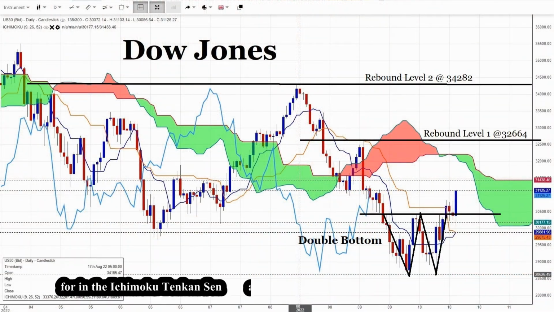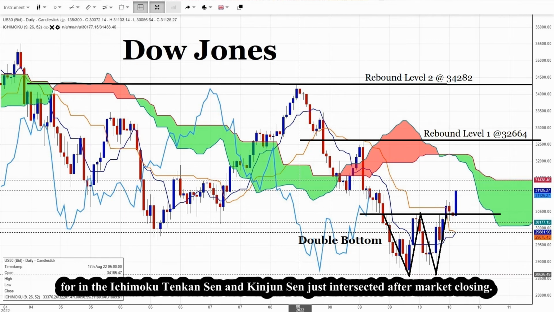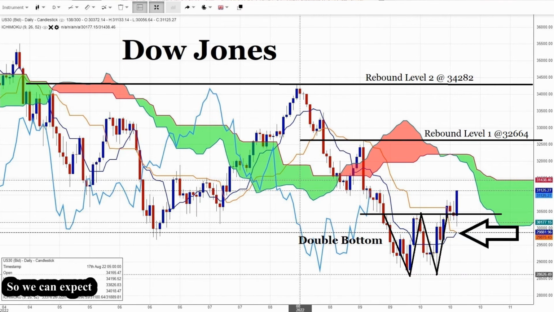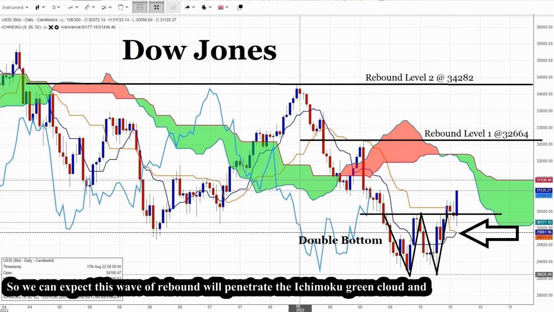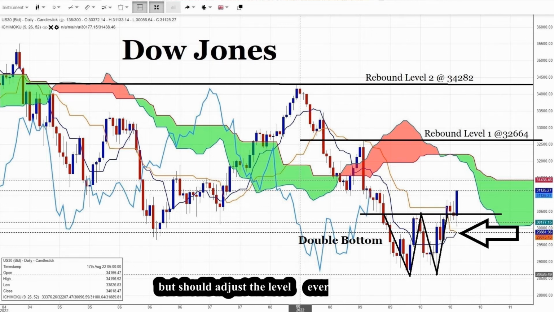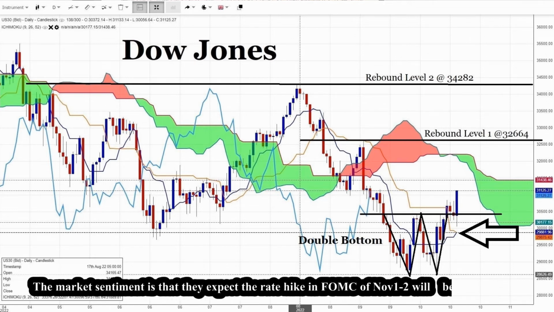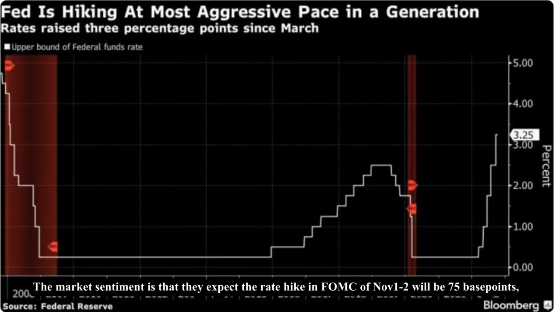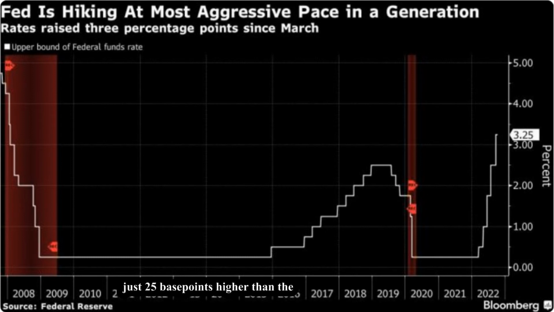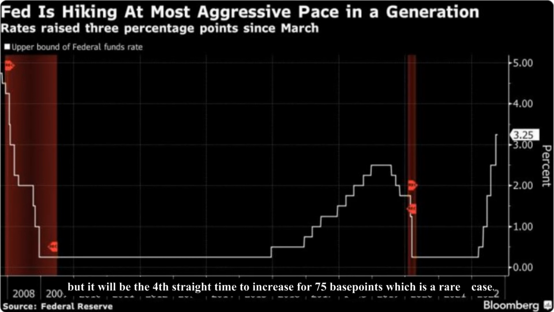For in the Ichimoku, Tenkan Sen and Kijun Sen just intersected after market closing. So we can expect this wave of rebound will penetrate the Ichimoku green cloud and end at 32664 or 34282. But we should adjust the level every now and then. The market expects the rate hike at the FOMC of November 1st to 2nd will be 75 basis points, just 25 basis points higher than the release of CPI in mid-October, but it will be the fourth straight time to increase by 75 basis points, which is a rare case.